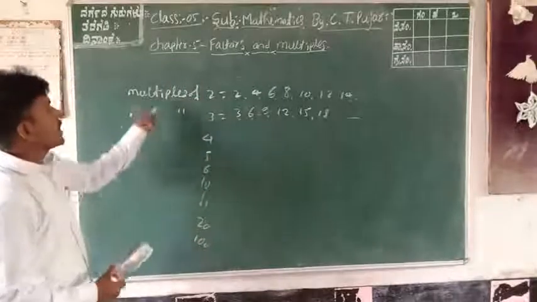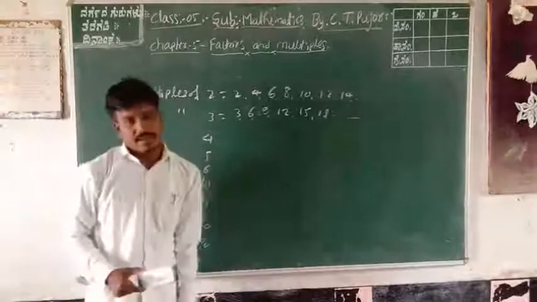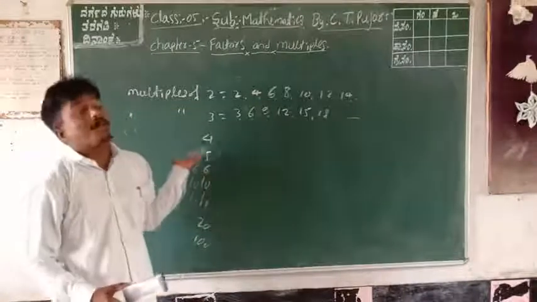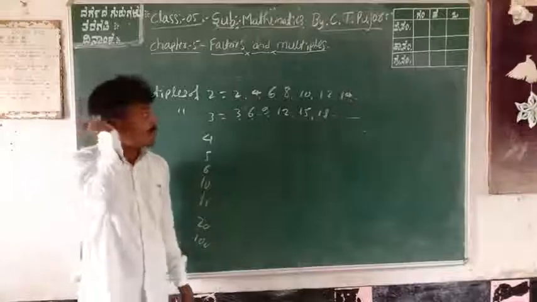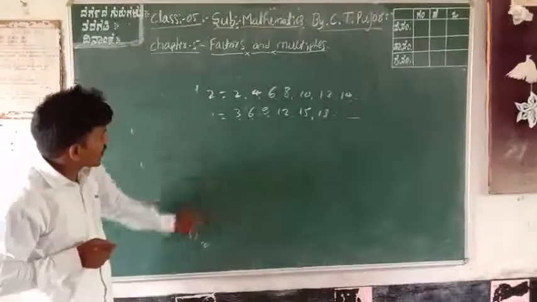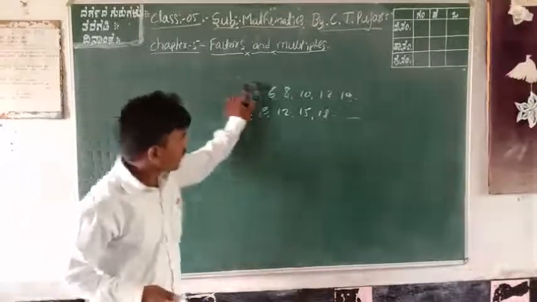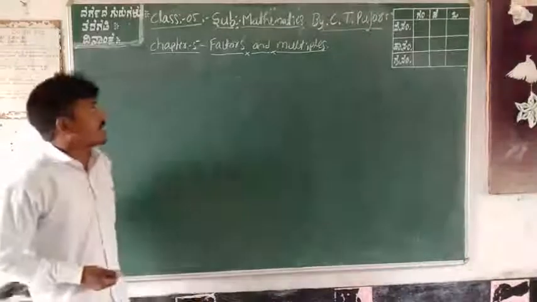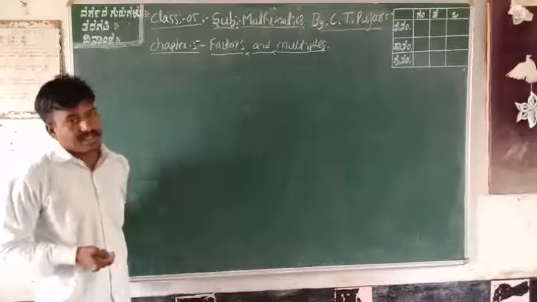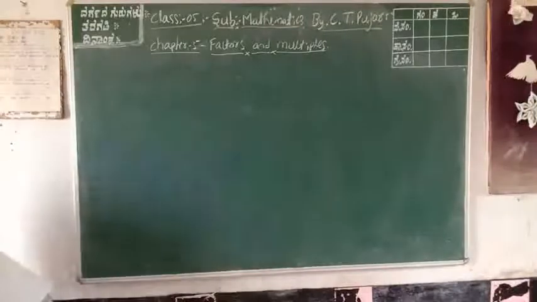Write the multiples of a given number, or otherwise the multiples of the first 5 numbers. Next, you can study some examples on factors and multiples. Some examples, and also you will learn the factorization method and how to find factors and multiples.